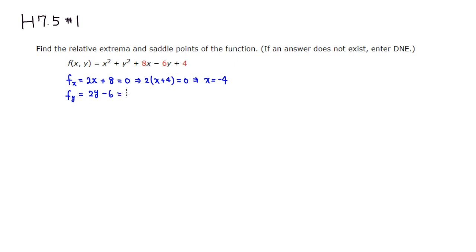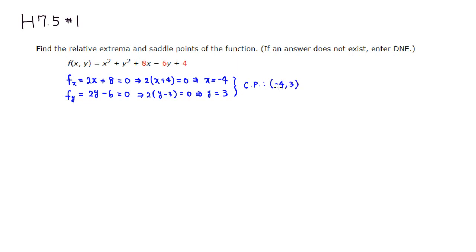So we set that equal to 0. Again, we can just pull out that 2. So we have y minus 3 is equal to 0. This indicates that y is going to be equal to positive 3. So we have a critical number, right? Critical point, I should say, is going to be negative 4, comma positive 3.